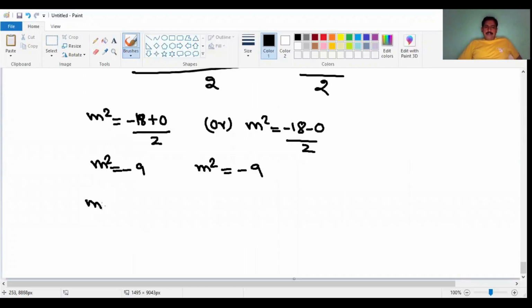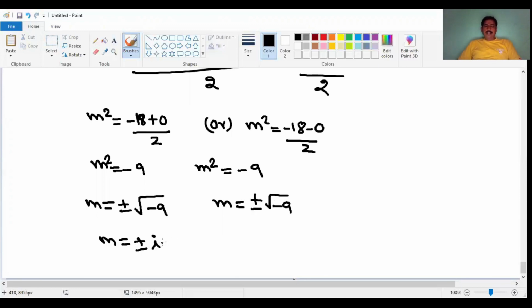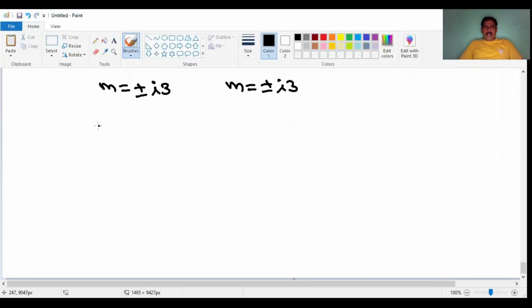We can write this as m equal to plus or minus root of minus 9. Here also m equal to plus or minus root of minus 9. Therefore, for minus we get i, and root 9 is 3. Here also plus or minus 3i. Now the roots are repeated twice. We can write the complementary function, that is our general solution also.